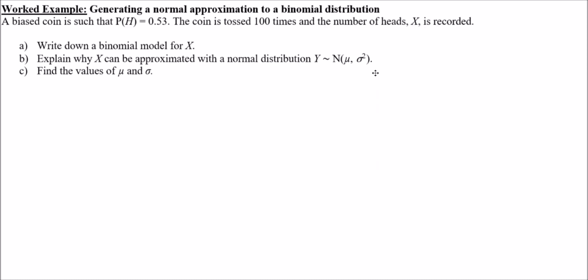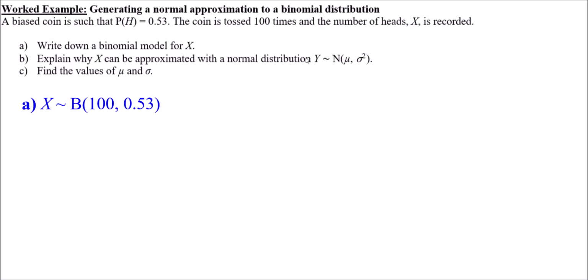Let's have a look at a worked example now, generating a normal approximation to a binomial. We have a biased coin which is tossed, and the probability of heads is about 53%, so it's slightly biased towards heads. It's tossed 100 times, and the number of heads is recorded. First of all, it says write down a binomial model for X. So for part A, just say X is binomial, 100 flips, probability of landing on heads 0.53. So why can X be approximated with a normal distribution?